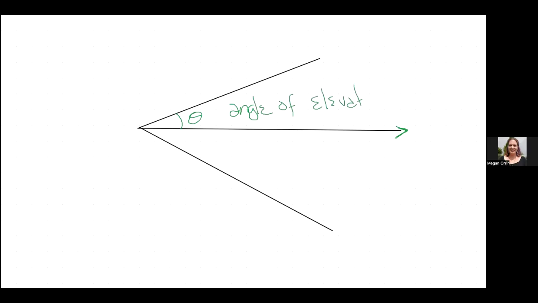Elevation is like an elevator going up, right? So angles of elevation always look up. What's something that goes down? Angle of what?